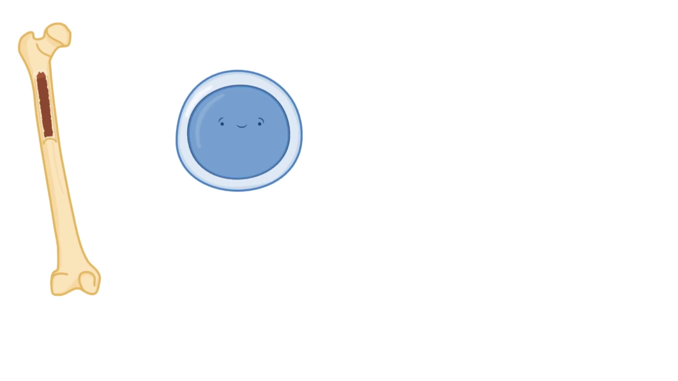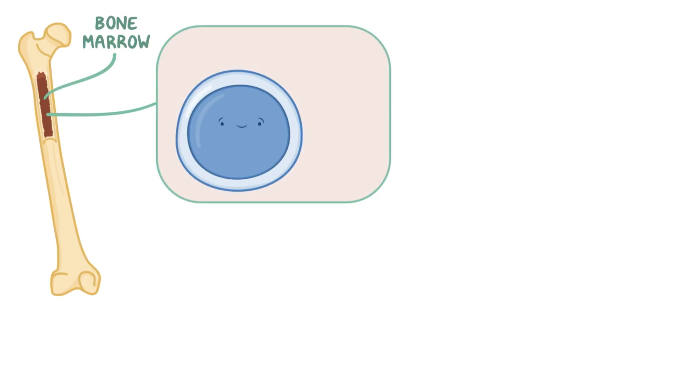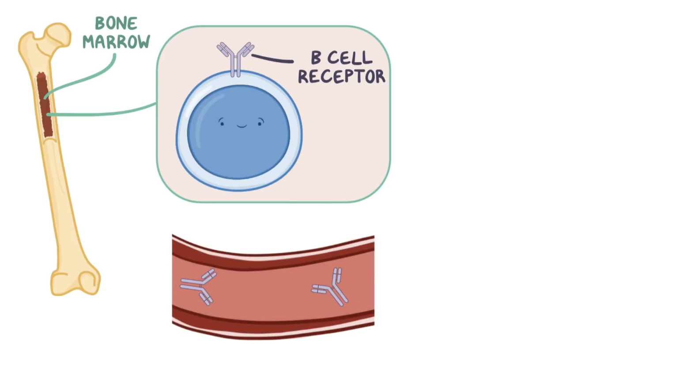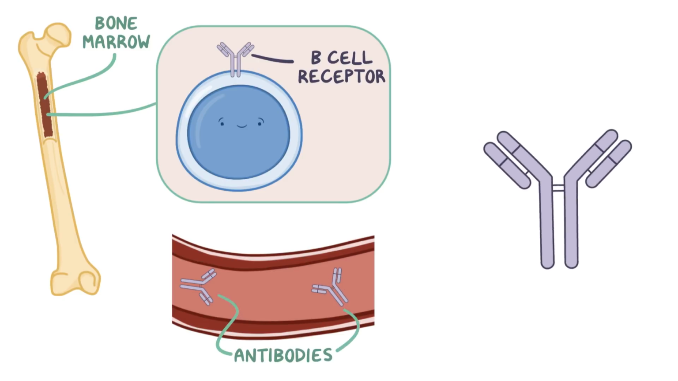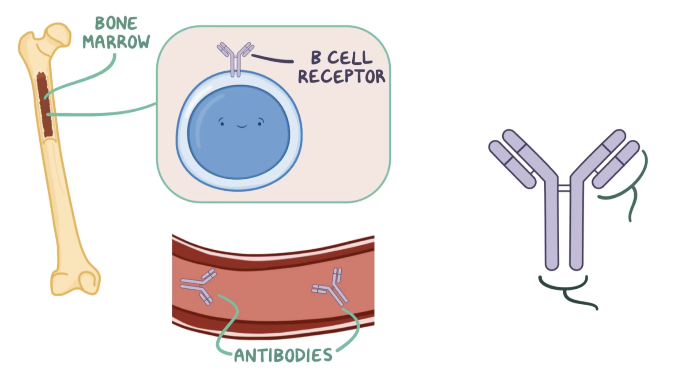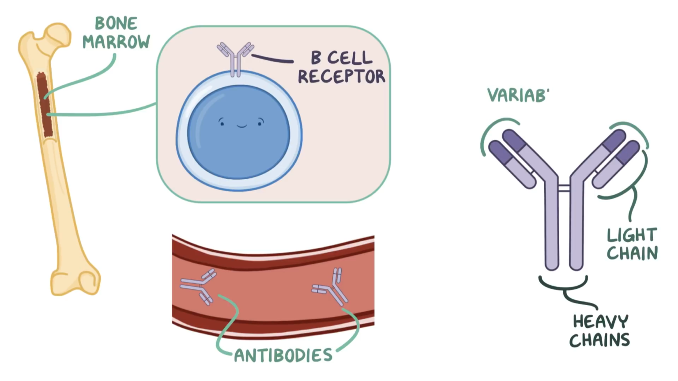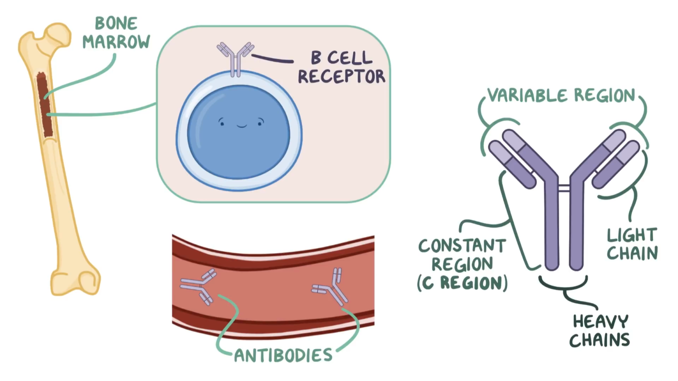Now, B cells make antibodies, and normally B cells are born in the bone marrow, which is the spongy tissue inside some bones of the body. This is where they develop their B cell receptors on their surface, which eventually can get released. And when they're freely floating in the blood, they're called antibodies. Antibodies are Y-shaped protein molecules, formed by 2 heavy and 2 light chains, each of which has a variable region at one end and a constant region at the other end.